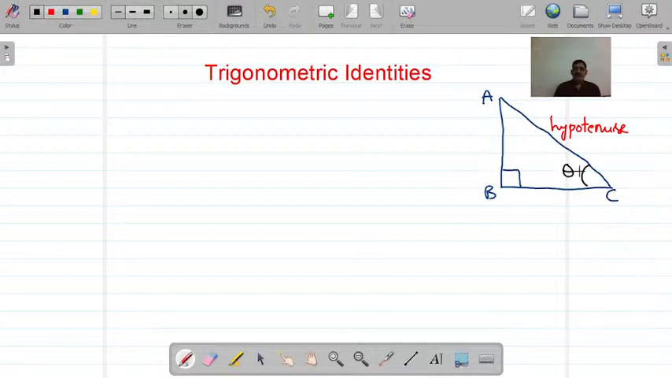And further, if we consider this angle like some theta, then in terms of this angle, this side will become opposite side and this will become adjacent side. And we know the relation between these three. What is the relation between them? We know that hypotenuse square is equal to opposite side square plus adjacent side square. This is what we already know.